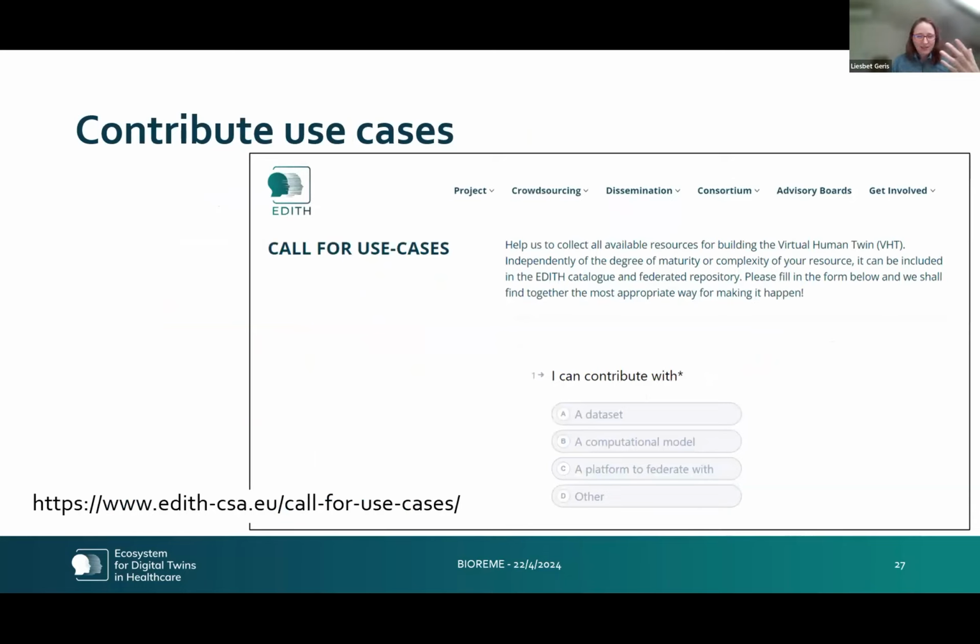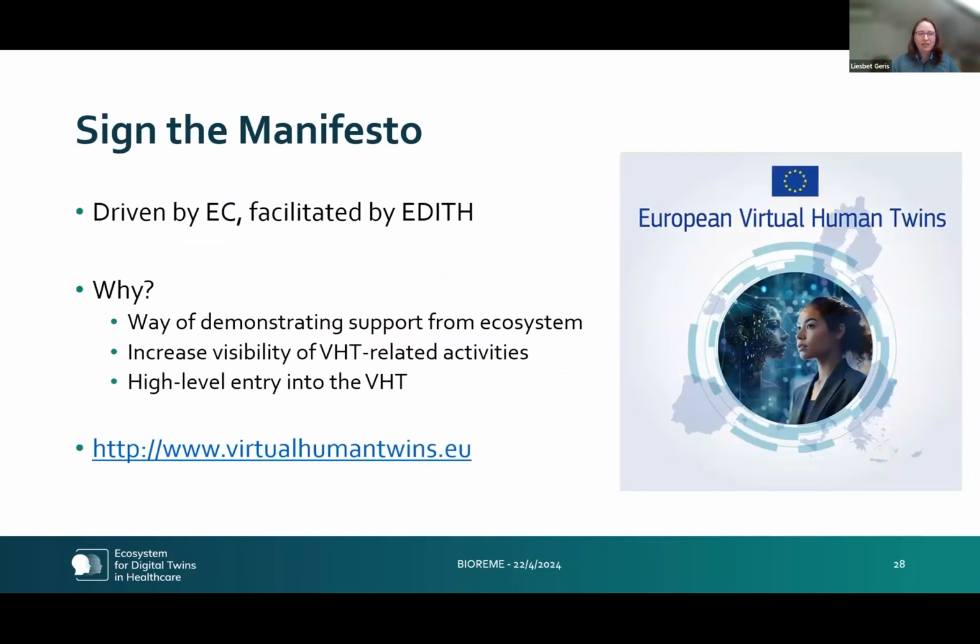We have use cases. If you have a data set lying around that is not personalized, or that is more anonymized, or from an in silico study, feel free to contribute this.